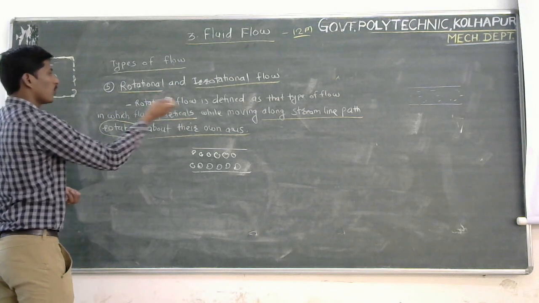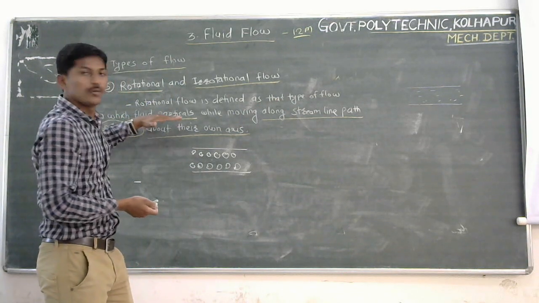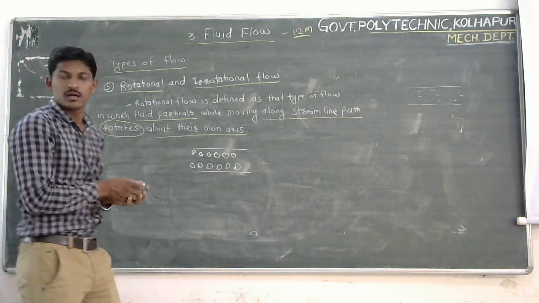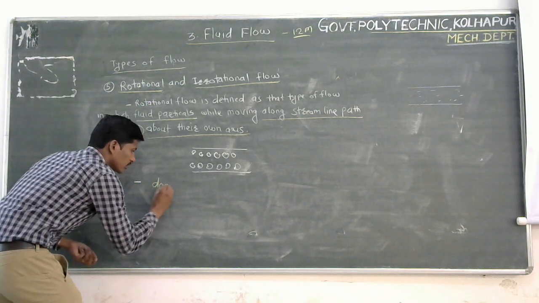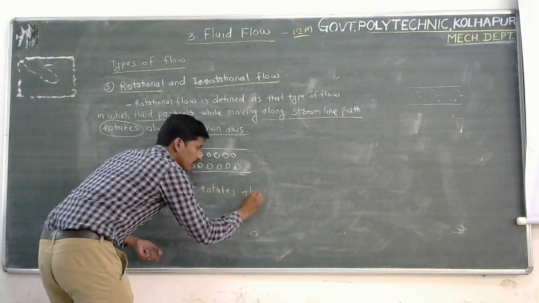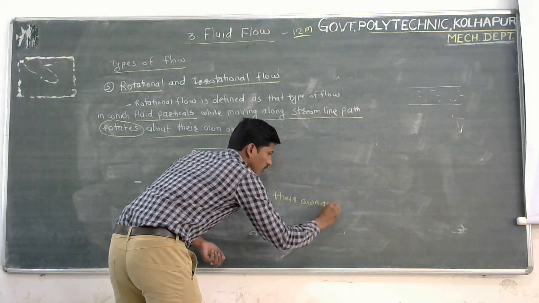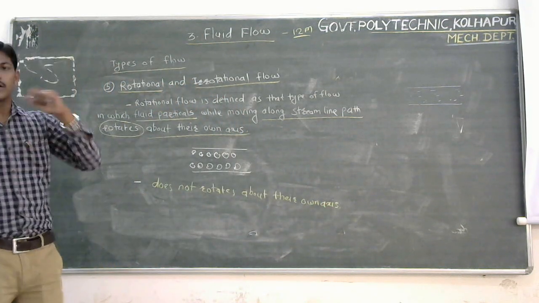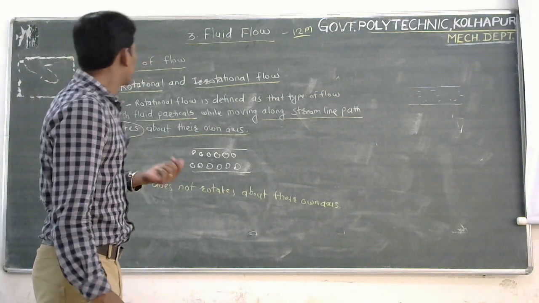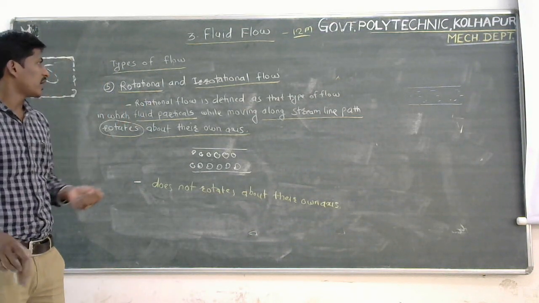And what is irrotational flow? Opposite is the same definition. Irrotational flow is defined as that type of flow in which fluid particles, while moving along streamline path, do not rotate about their own axis, then it is called as irrotational. Right? Got it? Okay. So this is the rotational and irrotational.